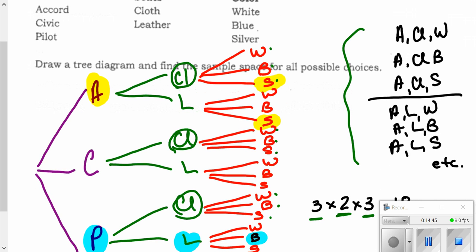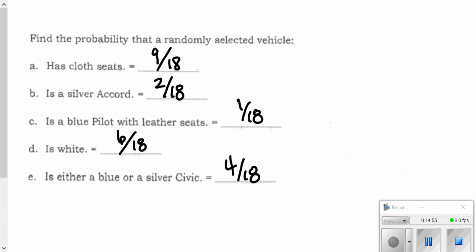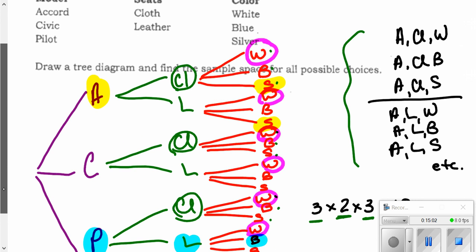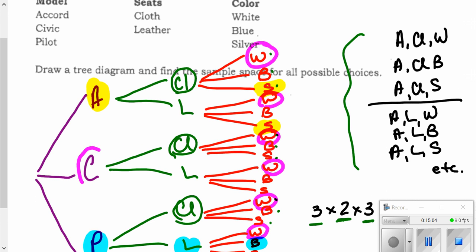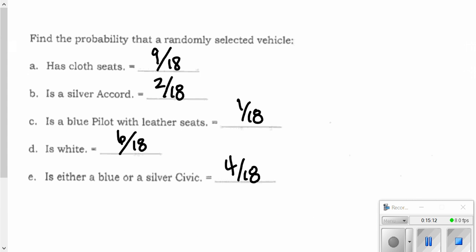Is white. All right, so white would be here, here, here, here, here, and here. So that's 6 out of the 18. And is either a blue or a silver Civic. So a Civic was this one, and blue or silver would be 1, 2, 3, 4 attached to Civic. So that's 4 out of 18.